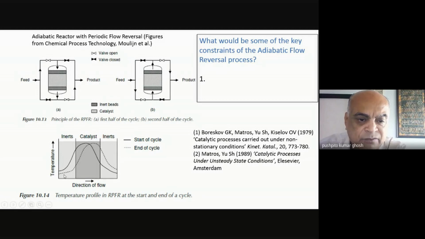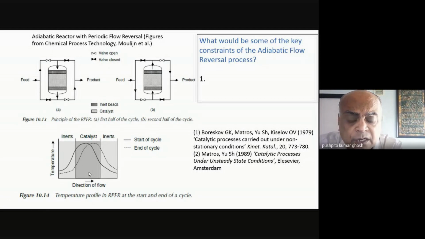At the end of the cycle, what happens is that the catalyst is getting hotter as you are proceeding. So that's what they are basically trying to show here. And what will happen is that the inerts are hot, so they will release energy to the feed stream. Feed stream may be a bit colder, so the inert temperature will drop. On the other side, the inert temperature will rise. So effectively that's the way they have done it.